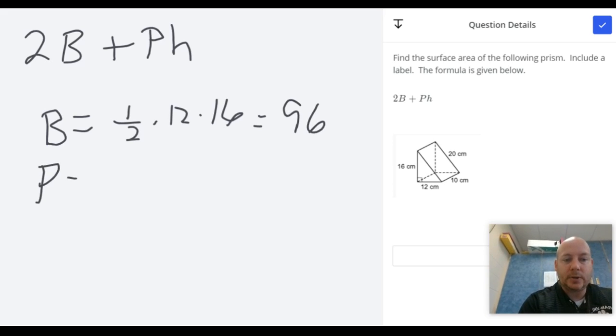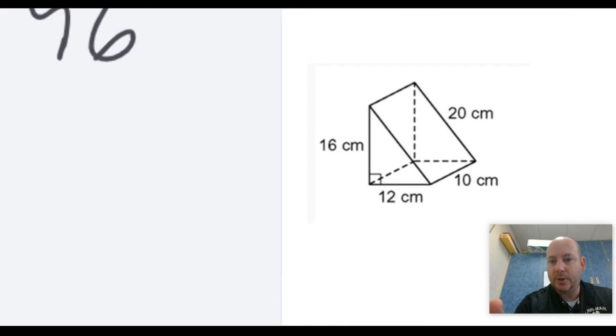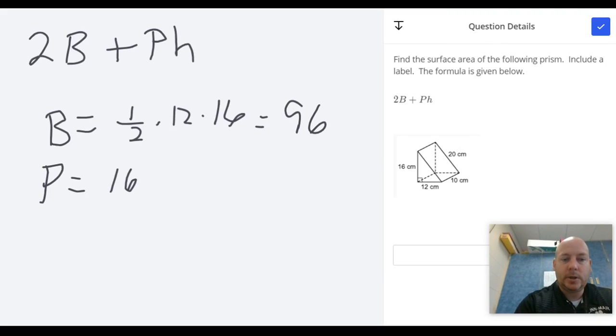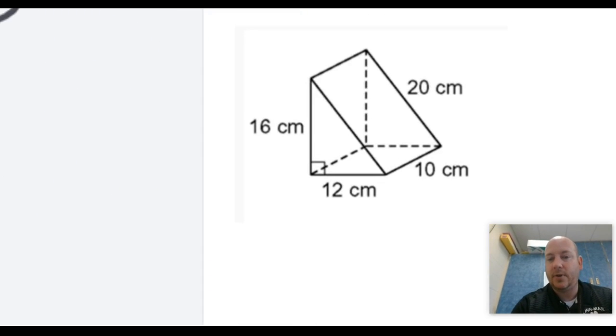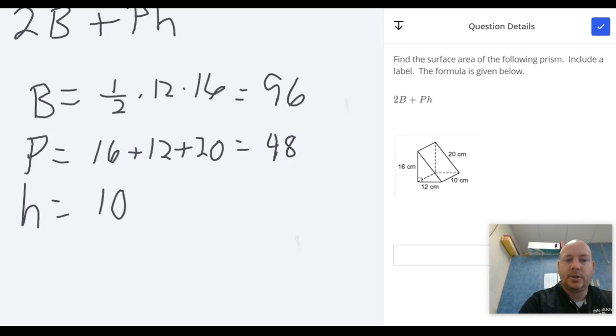Perimeter of your base. Okay, that's just the distance around the outside of the triangle. So 16 plus 12 plus 20. Okay, 16, 12, and 20, which is 48. And then the height is the distance between the triangles. Again, don't confuse the height of the triangle with the height of the prism. Distance between the triangles, between our bases, is 10. Okay? So I've got those 3 things, and I just want to plug them into the formula.